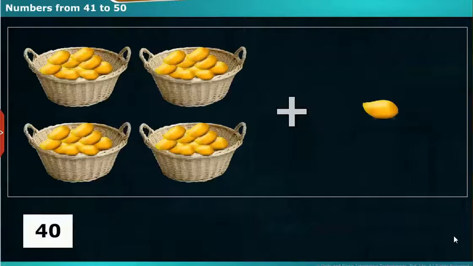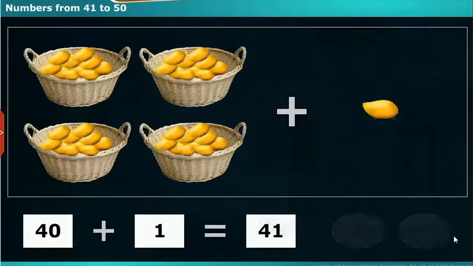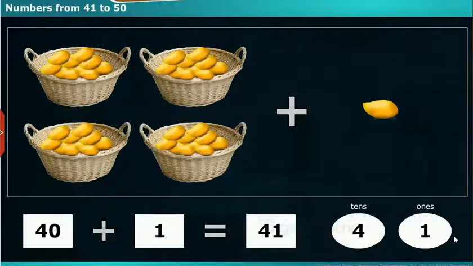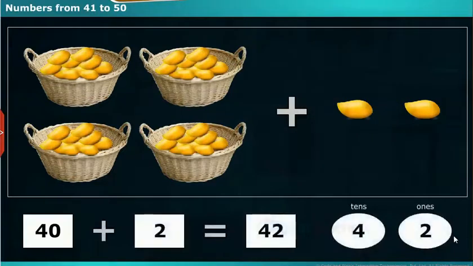So, 40 plus 1 is equal to 41. Total is equal to 41 mangoes. She picked 1 more mango from the tree. So, 40 plus 2 is equal to 42. Total is equal to 42 mangoes. Again, she picked 1 more mango from the tree. So, 40 plus 3 is equal to 43. Total is equal to 43 mangoes.